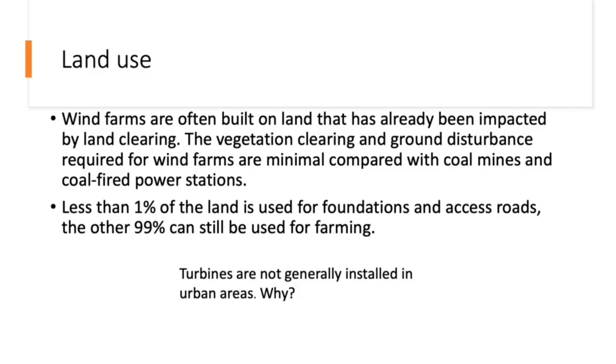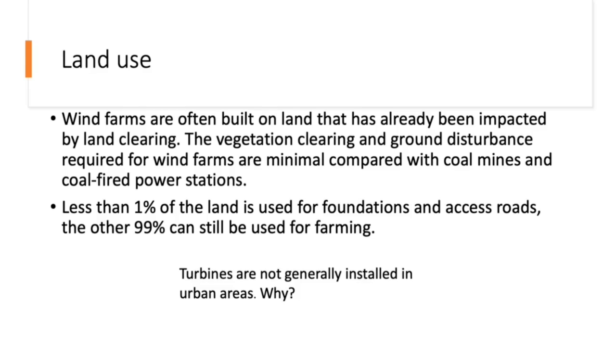Land use. Wind farms are often built on land that has already been impacted by land clearing. The vegetation and ground disturbance required for wind farms are minimal compared to coal mines and coal powered stations. Less than 1% of the land is used for the foundation and access roads, while the other 99% can be still utilized for farming. Turbines are not generally installed in urban areas.